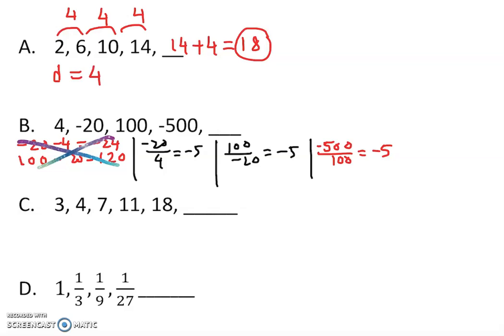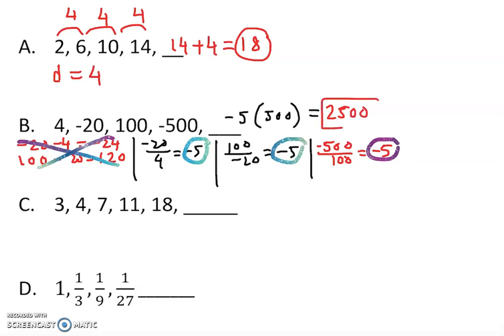So look, every time you clearly see there is an outcome, which is the same outcome, right? So therefore, since we divide, now we're going to do the opposite. So we're going to multiply. Multiply by what? We're going to multiply negative 5 times 500. And that would give us 2500. So that is the missing number in this problem. Okay, that is the missing number that is going to come here.